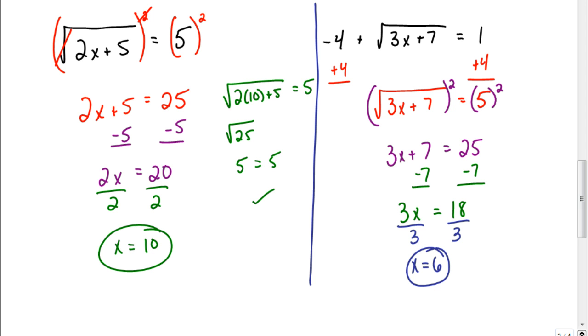And if we were to check your answer, if I put 6 in there, 3 times 6 is 18. 18 plus 7 would be 25, so I'd have the square root of 25, which is 5. And negative 4 plus 5, sure enough, would equal 1. So that's how we could check to make sure that we have the right answer.